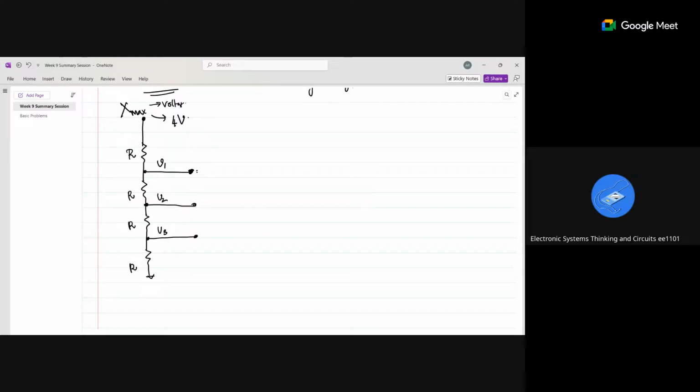We can use the voltage divider, right? Here it is 0 volts. If I'm going to find the voltage across this point, it is basically 3R by the total resistance 4R into the X max, which is 4 volts, right? So R will get cancelled, 4 will be cancelled. So V1 is 3 volts. In the same way, what is V2? Tell the formula for how to find V2.